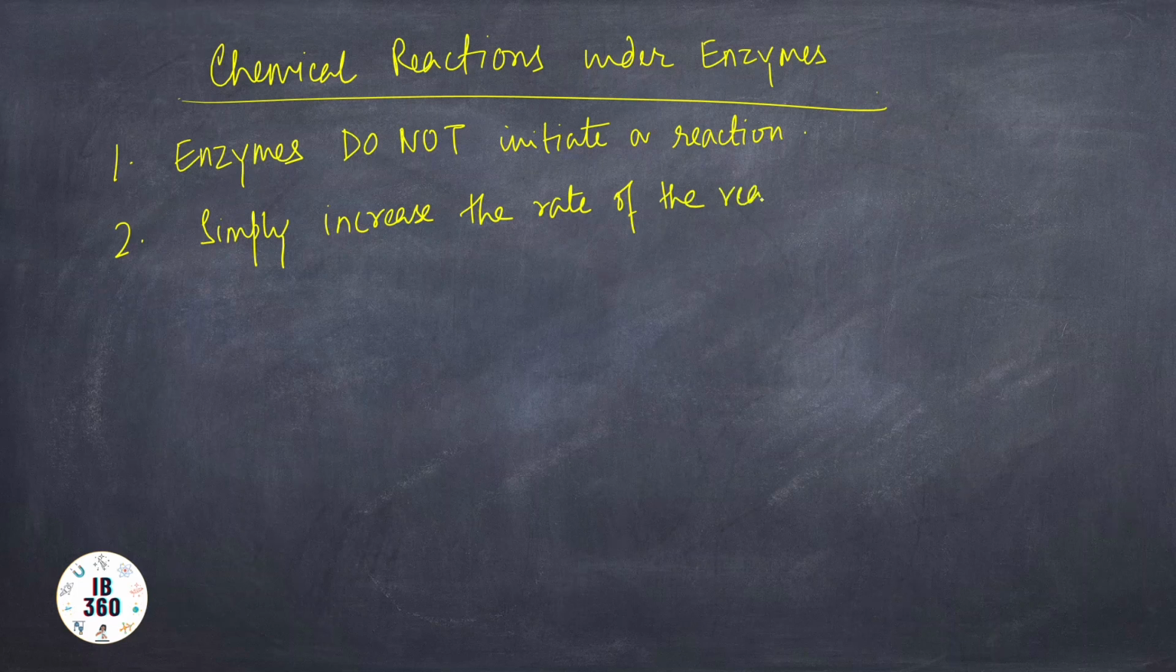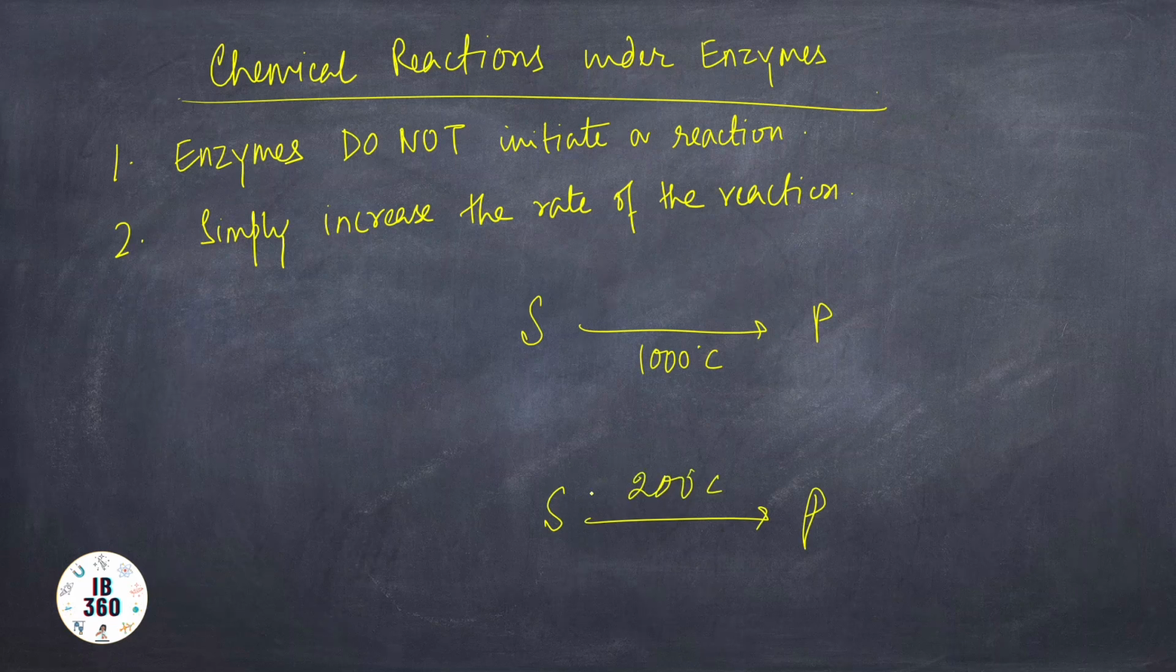That means they are not changing the equilibrium but bringing the equilibrium very soon. So if this is the substrate and this is changing into product under the influence of the enzyme, for example, this reaction is a highly endothermic reaction. This requires high temperature, suppose 1000 degrees Celsius, in absence of enzyme. But if enzyme would have been there, it would have occurred under 200 degrees Celsius. So this is the effect of enzyme. It will increase the rate of the reaction.